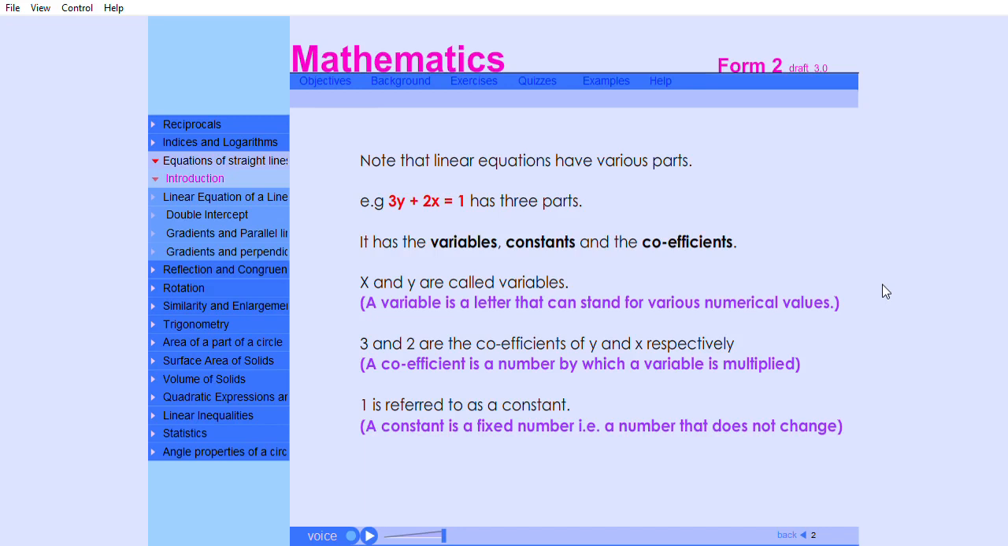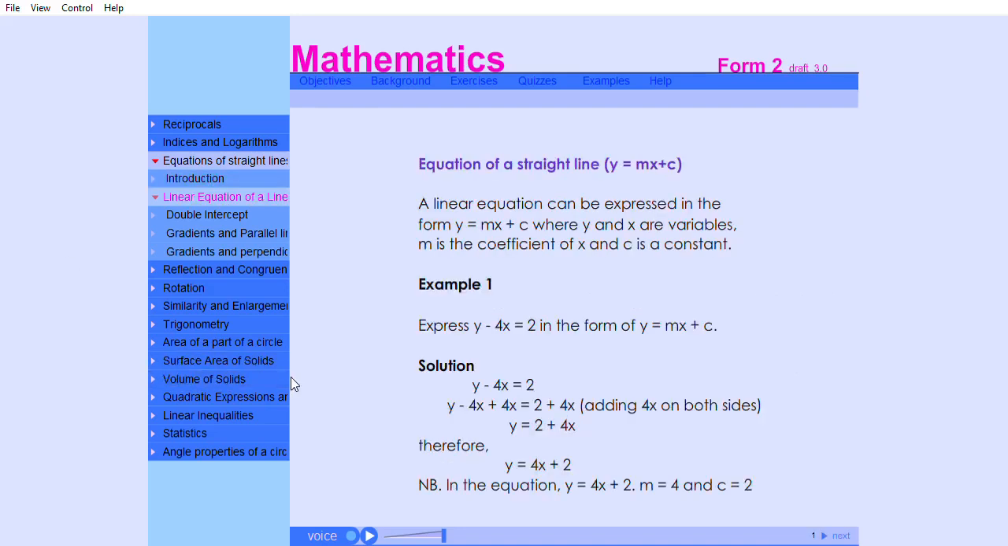3 and 2 are the coefficients of y and x respectively. A coefficient is a number by which a variable is multiplied. 1 is referred to as a constant. A constant is a fixed number, that is, a number that does not change. The table below shows parts of various equations of straight line.